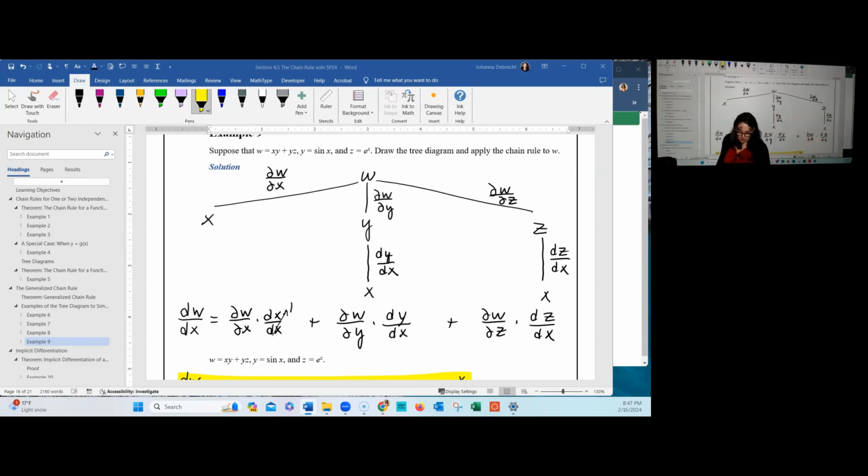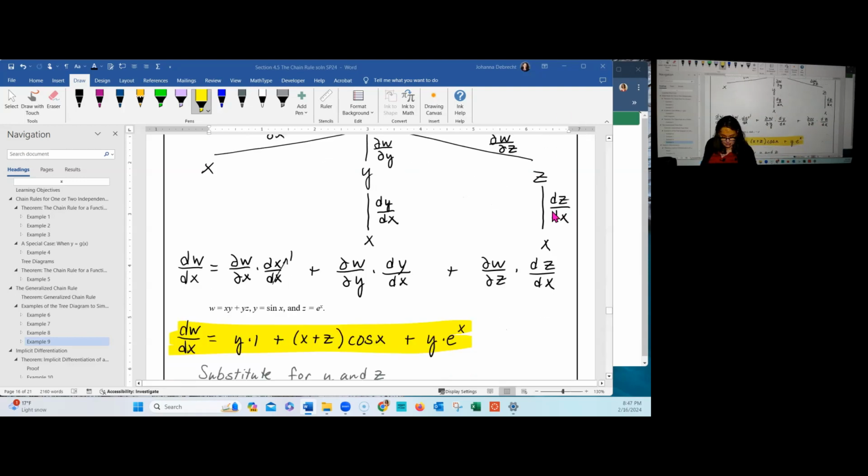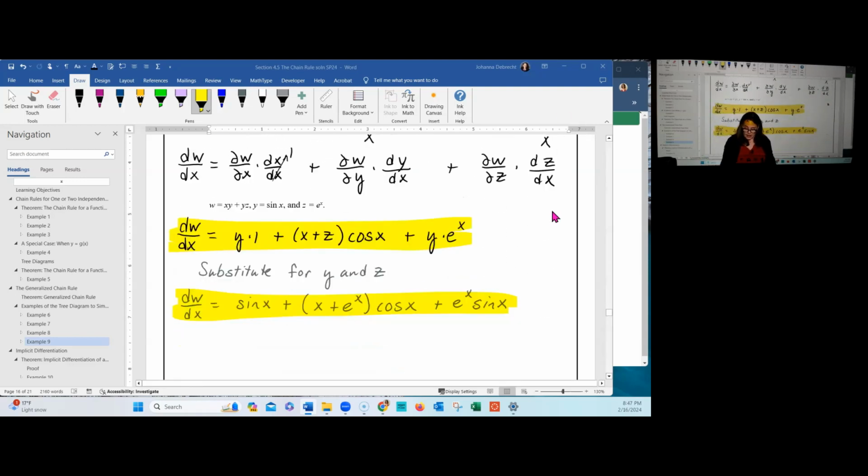Finally, we go ahead and apply the formula using the representations for y and z. The partial of w with respect to x is simply y times 1 for dx/dx, which just gives us the term y. The partial of w with respect to y is x plus z, and the derivative of y with respect to x is cosine of x. That gives us the middle term. Finally, our last term is the partial of w with respect to z, which is y, multiplied by dz/dx, which is again e to the x, since it's an exponential.